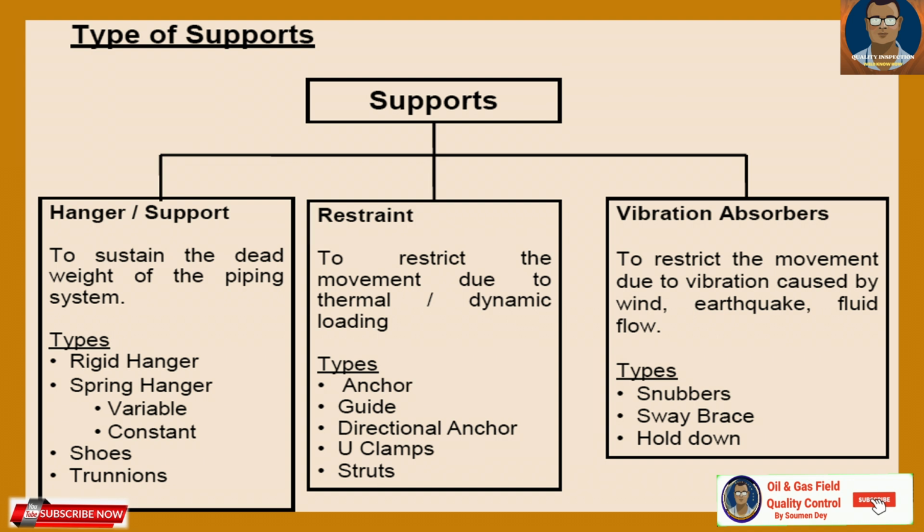I have seen in our sample project there are some hanger supports. They can be of a few types: rigid hanger, spring hanger, which is variable or constant, shoes, and trunnions. Restraint supports restrict the movement due to thermal or dynamic loading, which can be an anchor, a pipe guide, directional anchor, U-clamps, or struts.